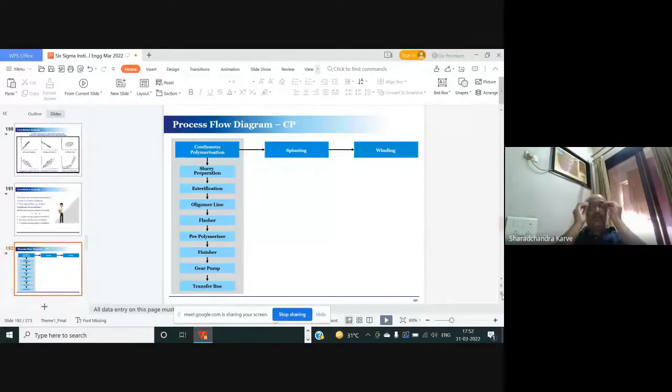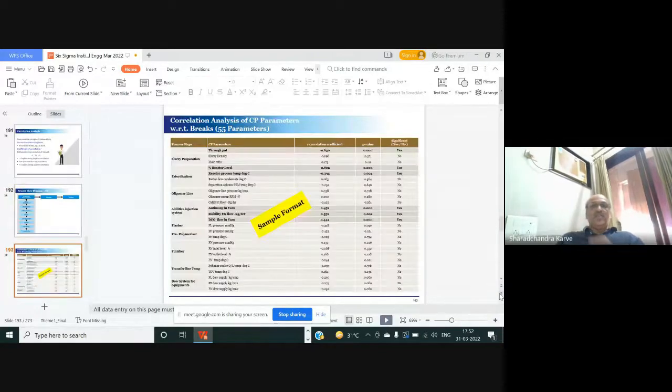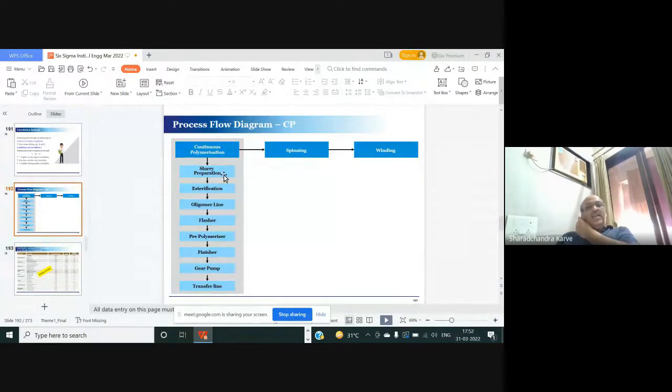I go to a process flow map and identify that there are 3 steps in continuous polymerization. I have written CP here, the long form of which is continuous polymerization. In continuous polymerization, there is a first step, then spinning, and then winding. What are the different steps involved in continuous polymerization? Probably slurry preparation, esterification, oligomer, flasher, etc. These are the steps. Then, next, I take out all the parameters that we set as process parameters for correlation analysis.